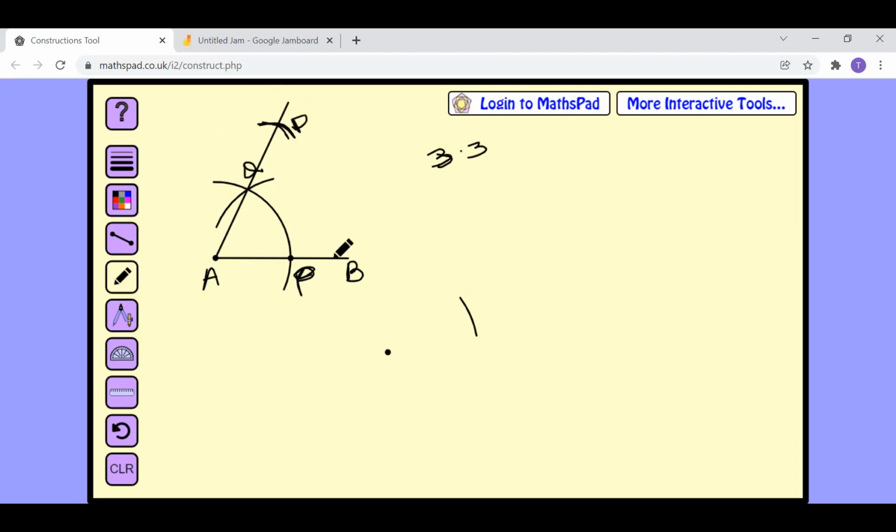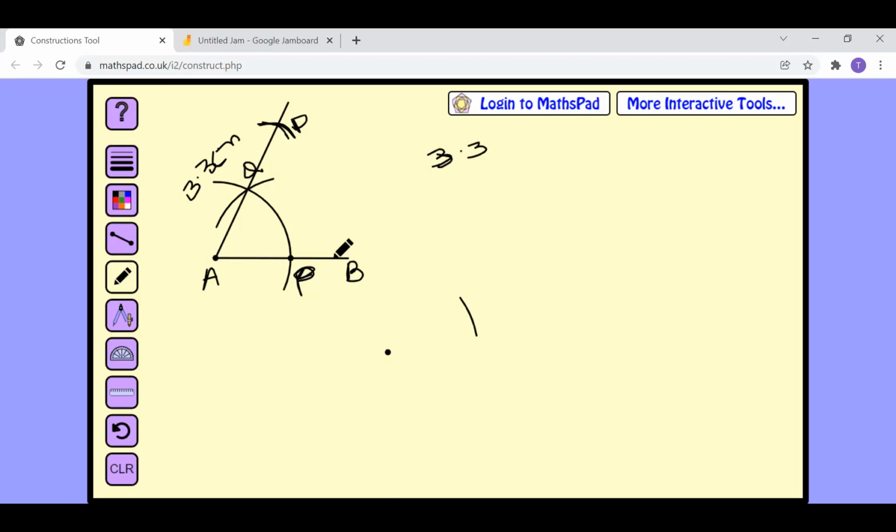And AD is how much now? 3.3 centimeters. Very good. So this much is done, up to 3.3 centimeter. Half of this thing we have drawn already.